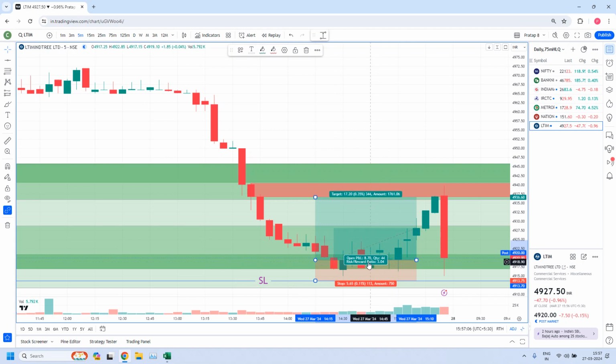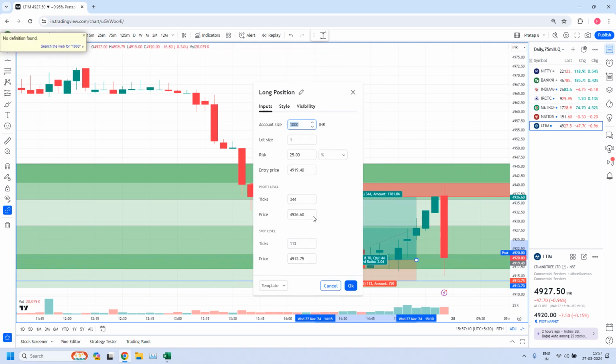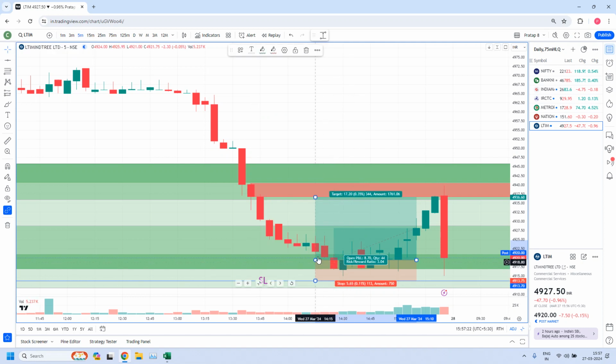See, now you got 1:3. So what is the entry? You double click this, and here it will show you your entry price: 4919.40. That is the way you can plan. Once price enters that, only then you take the trade.